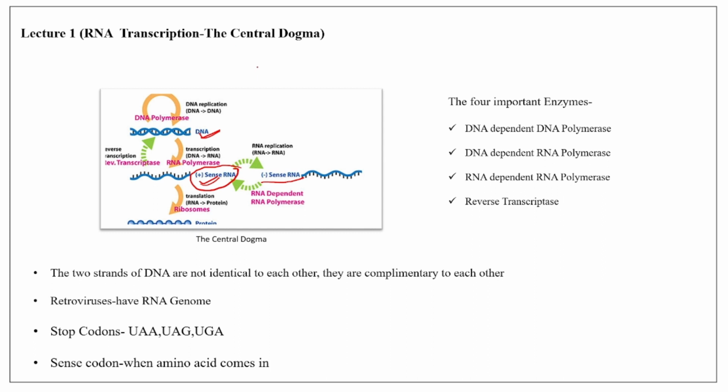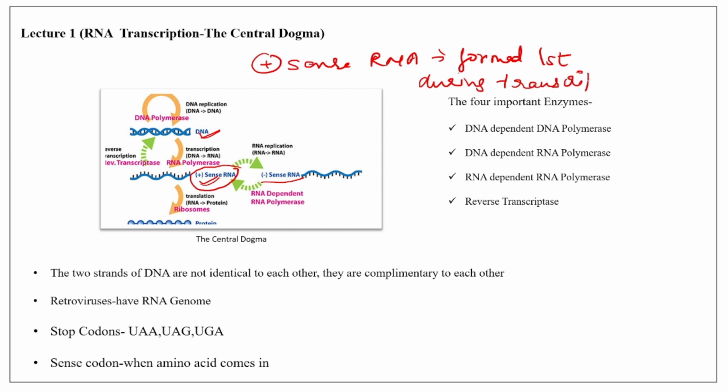So always remember that plus sense RNA is formed first during transcription. It is very important. Now this RNA can be converted back to DNA with the help of the enzyme reverse transcriptase. So DNA forms a copy of itself.